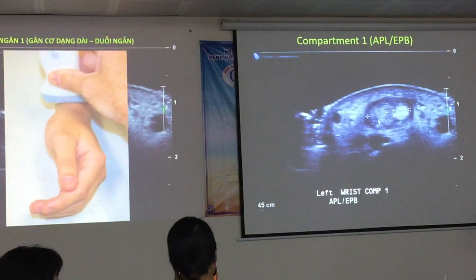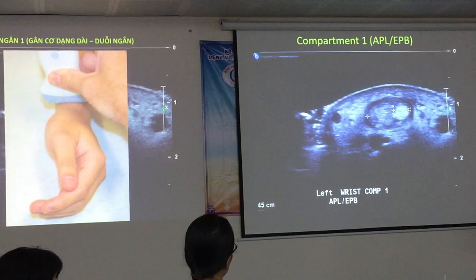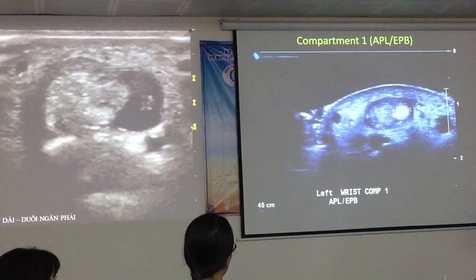And you get this result in image. So the APL is the larger of the two.